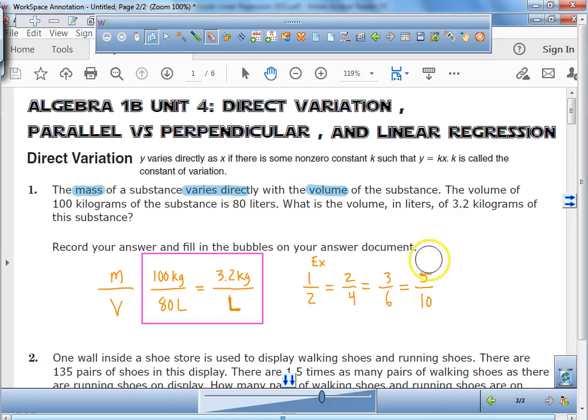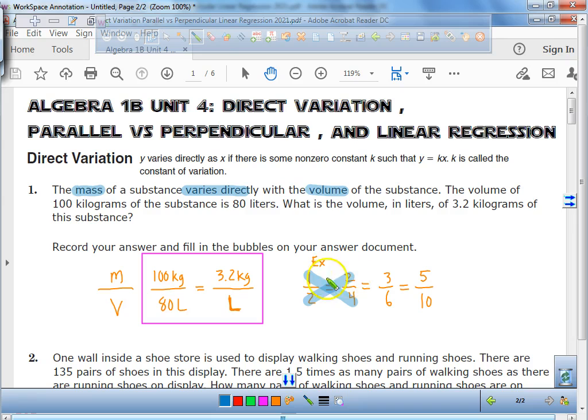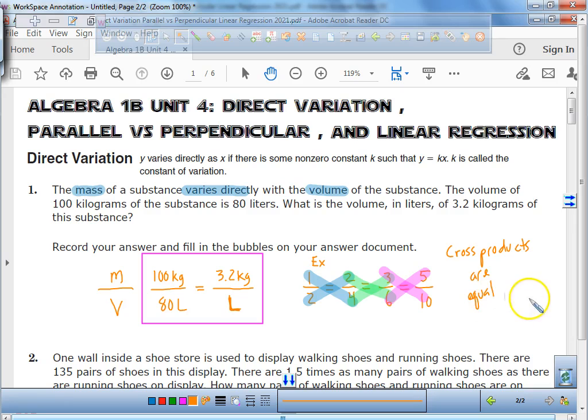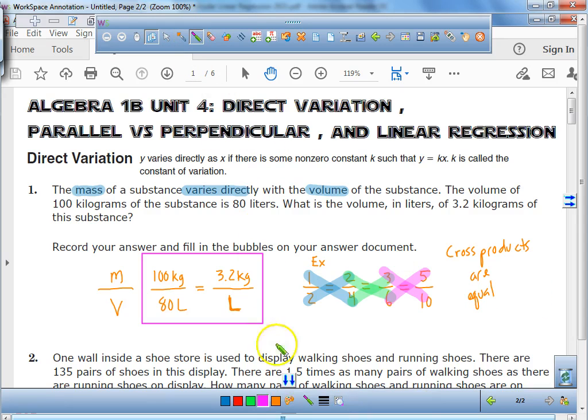Now, what makes proportions work? Check this out. Look at the cross products. What's 2 times 2? What's 1 times 4? Oh, cool. Change colors. Ready? What's 4 times 3? What's 2 times 6? Ooh, interesting. What's 6 times 5? 30. What's 3 times 10? So what do you need to know about proportions? Their cross products are always what? Yeah, cross products are equal.